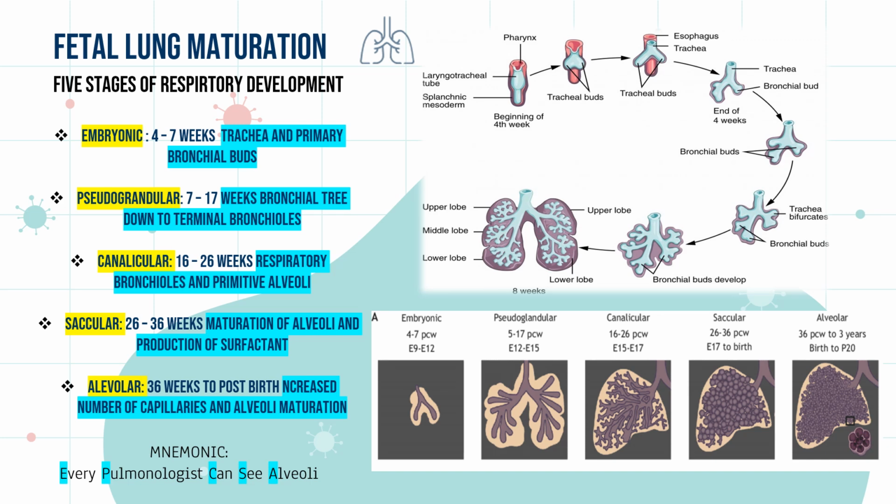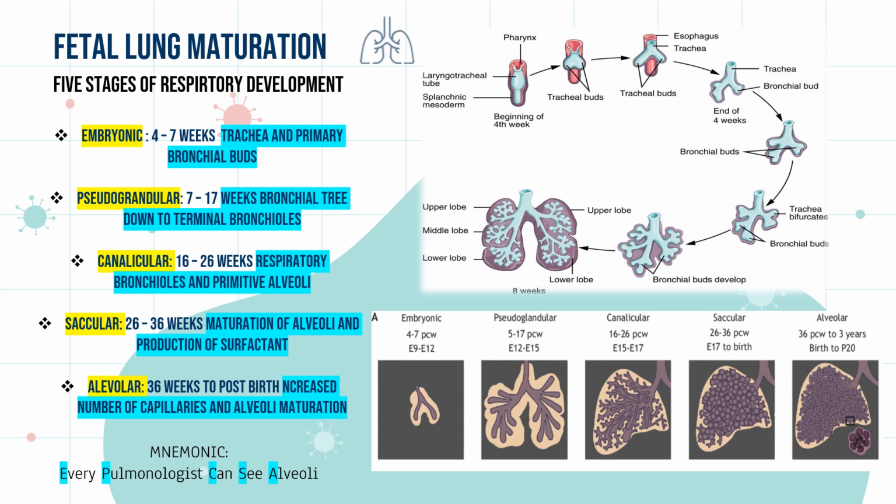Next is the saccular phase. During this, the alveoli mature and surfactant begins to be produced. Surfactant is very important. It maintains surface tension to keep the alveoli inflated. Without surfactant, they would collapse, and this would cause a reduction in surface area after you respirate, after you breathe out. Surfactant is very important. Moving on, we'll see the final phase, the alveolar phase.